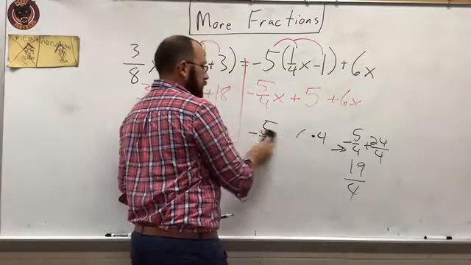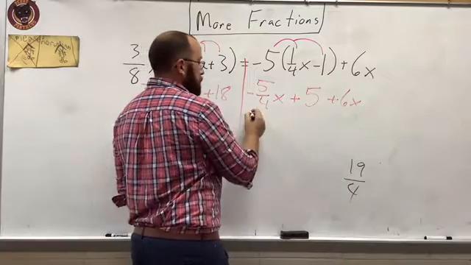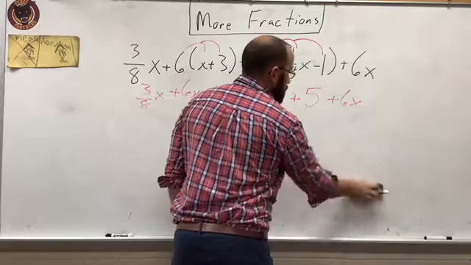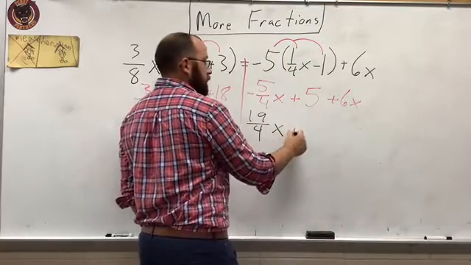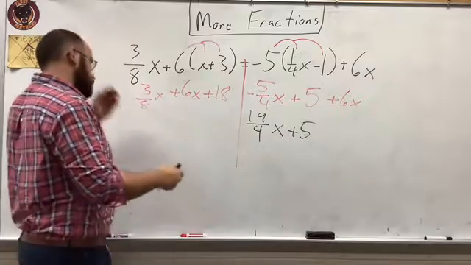So get rid of all this. We combine our terms to give us 19/4. Don't forget the x plus 5. All right, now we do the other side.